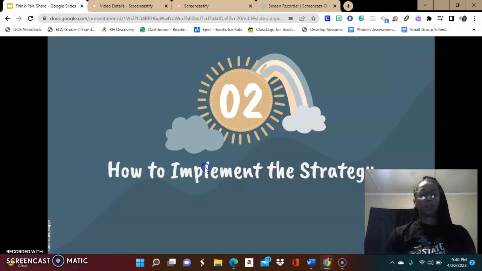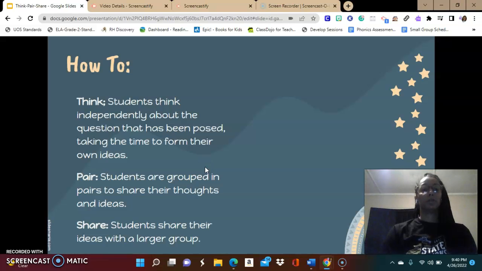So how do you implement this strategy? This strategy can be used in pretty much any subject, small group or whole group, as long as you have at least two students that can do the pair portion of the Think-Pair-Share. First, the teacher will pose to the students some type of question or problem. The students will think independently about the question that has been posed, and this gives the students the time to form their own ideas before pairing with a partner.